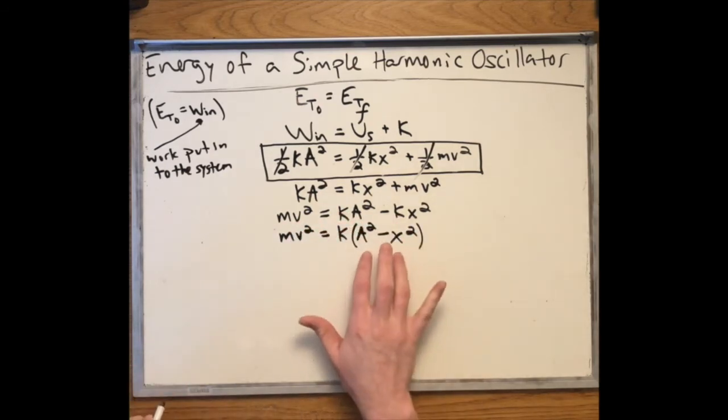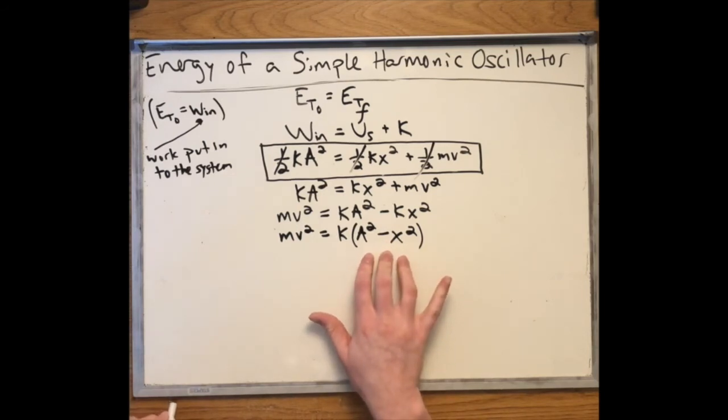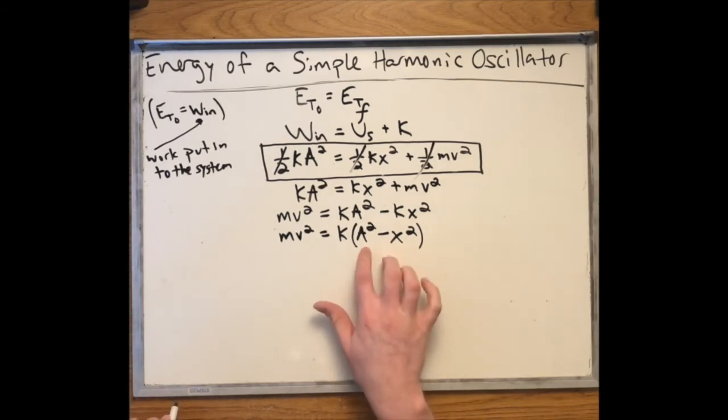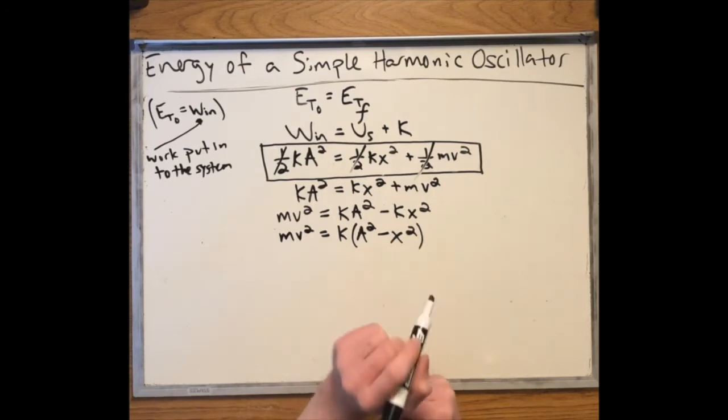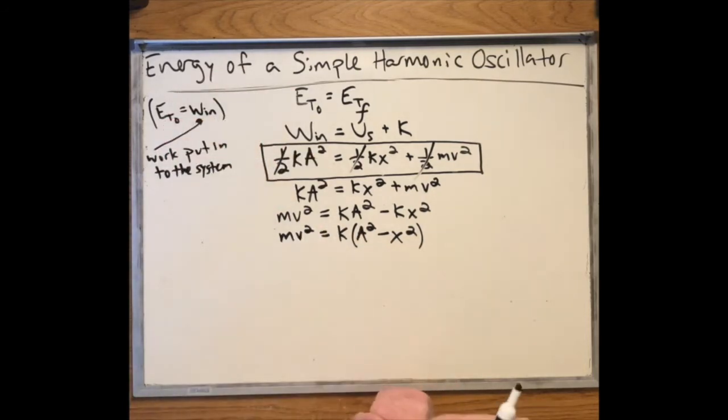I want you to take a moment to realize why this makes sense. X can never be bigger than a. So either this term is going to be 0 or it's going to be bigger than 0. If x equals a, when it's at the amplitude, then it's 0. When x equals 0, it will just be the amplitude. But the biggest number x can be is a value that's equal to the amplitude, because it's not going to go past the amplitude. The amplitude is the maximum displacement from the equilibrium position. So this is never going to be negative. It works.